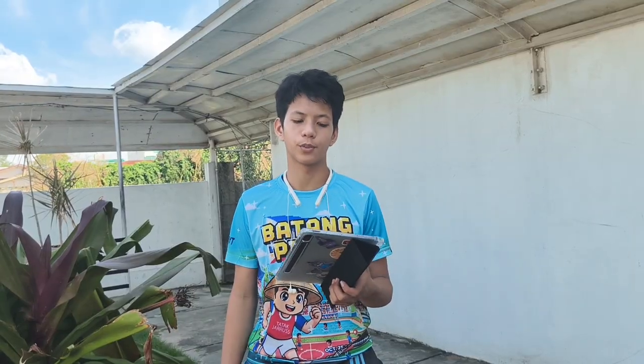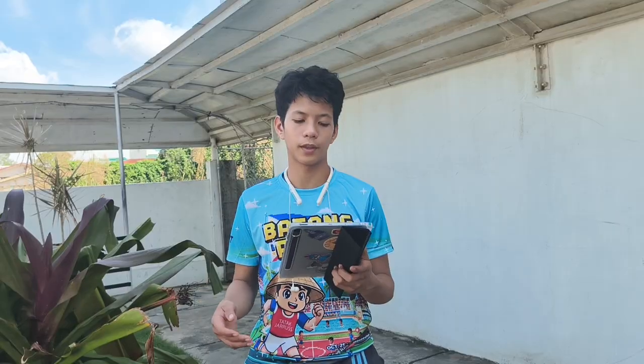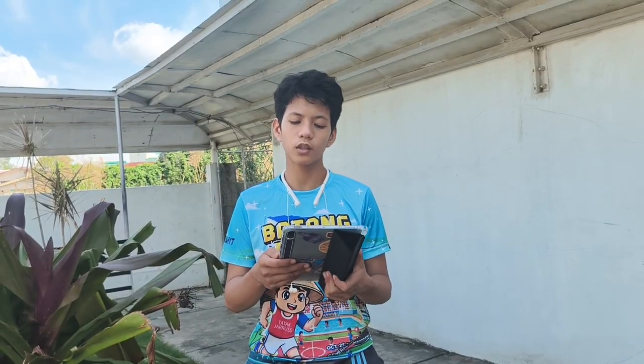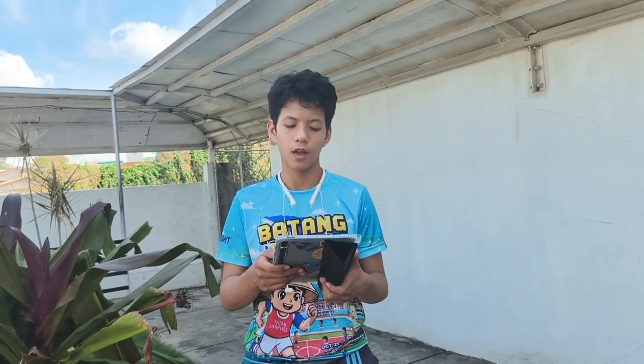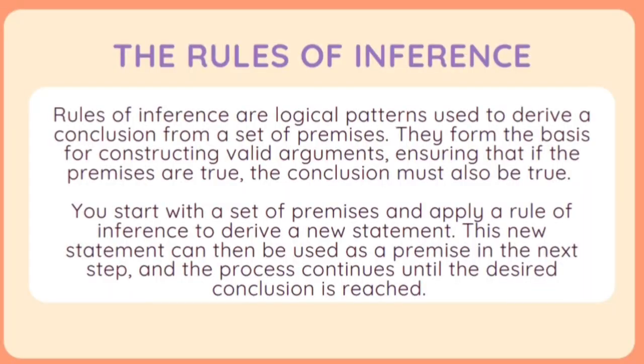How rules of inference work. Premises: the starting statements or assumptions of an argument. Conclusions: the statement that is derived from the premises. Valid arguments: an argument where the conclusion logically and necessarily follows from the premises. Process: you start with a set of premises and apply a rule of inference to derive a new statement. This new statement can then be used as a premise in the next step, and the process continues until the desired conclusion is reached.